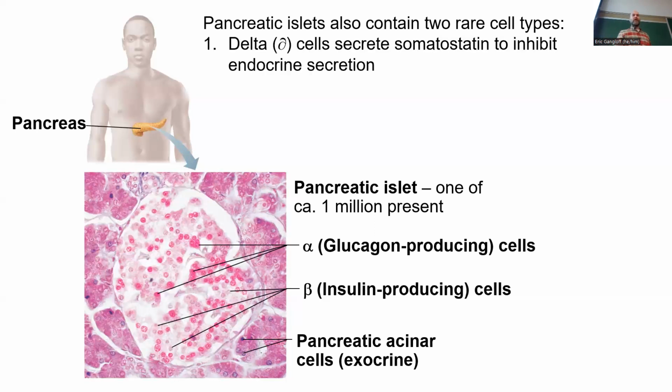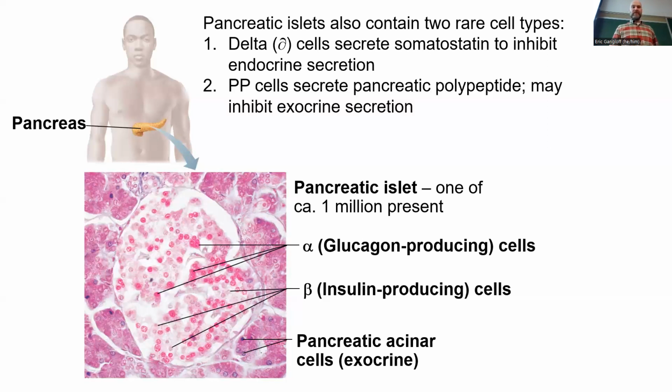In addition to that, the pancreas also includes these delta cells that secrete a hormone called somatostatin that basically helps self-regulate the pancreas. And then another type of cell called PP cells, which secrete something called pancreatic polypeptide. At least in terms of the most recent work that I've seen, we're not quite sure, but this plays a role in the exocrine secretion of these digestive enzymes.